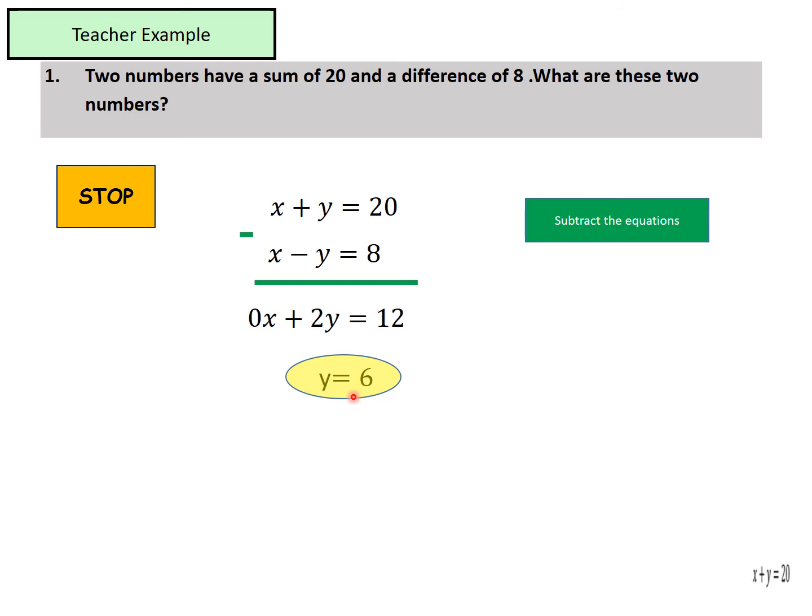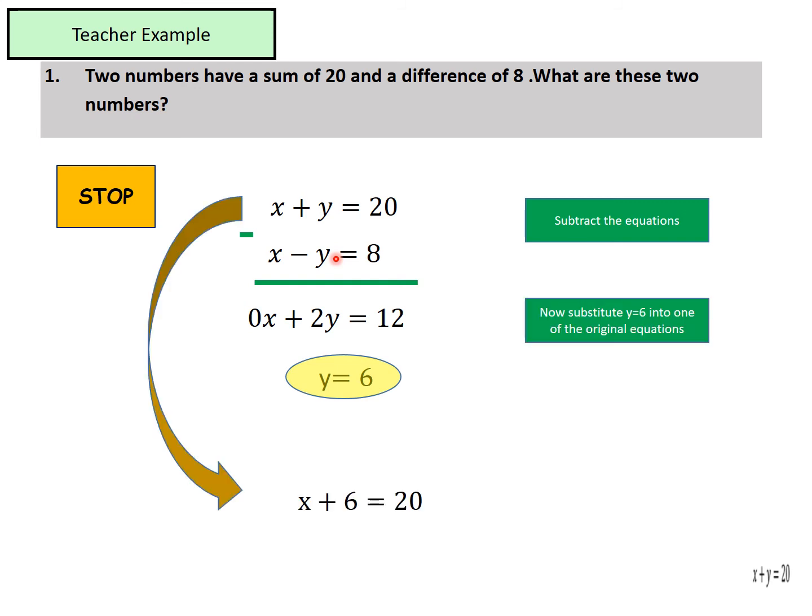Now you can pick any one of those original equations, put the y into that, and then find out what x is. So let's pick the top one. Instead of y, I'm going to put 6. So it's going to be x plus 6 is equal to 20. Take away 6 from both sides, you get x is equal to 14.